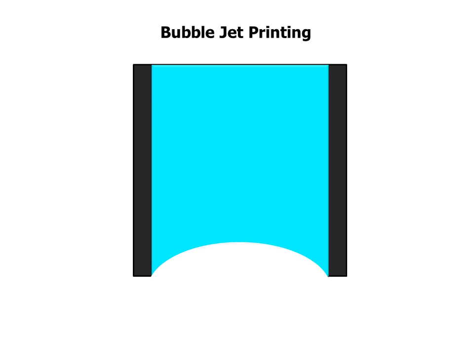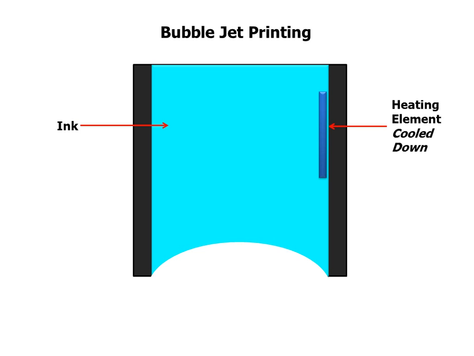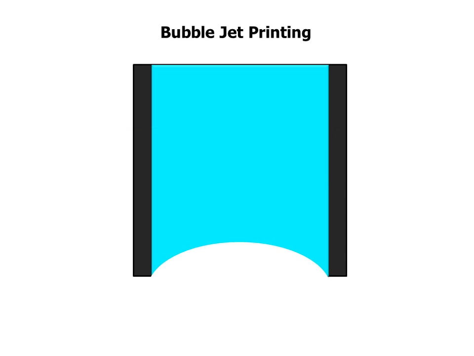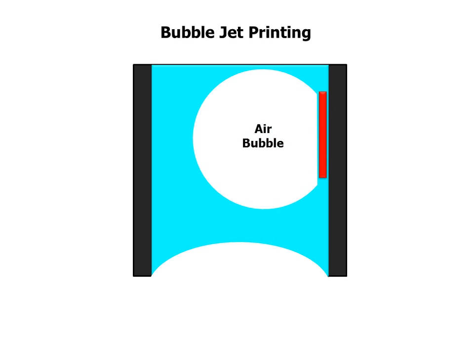Okay, and the idea behind bubble jet printing is that, and here's just an example, we have a tub of ink, if you want to think of it that way. And we're going to use this heating element. We're going to use heat to heat up the ink, right? So now you'll see here that I've changed this blue cool heating element to a red one, meaning it's getting hot. And when it does that, well, what happens when you heat up liquid? It boils, it bubbles, right?